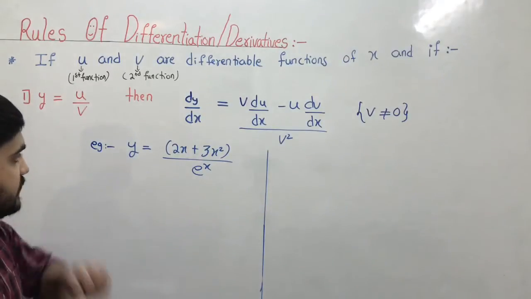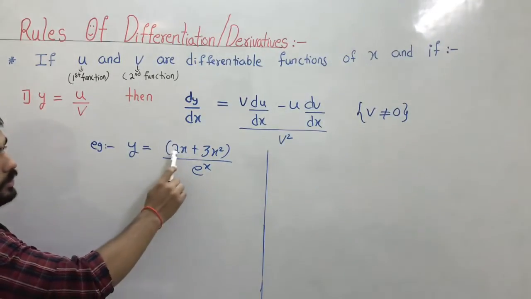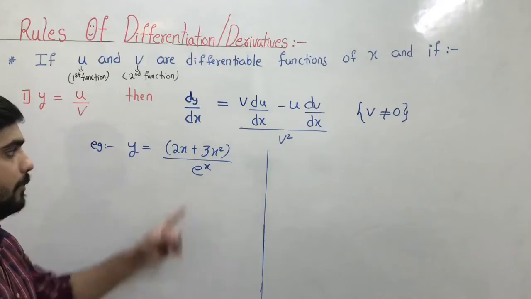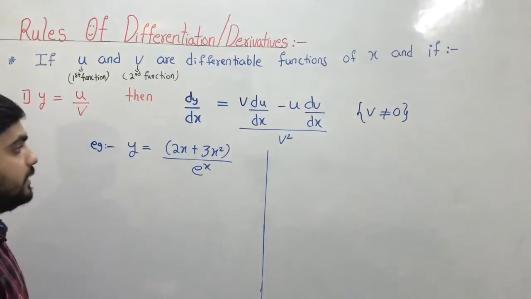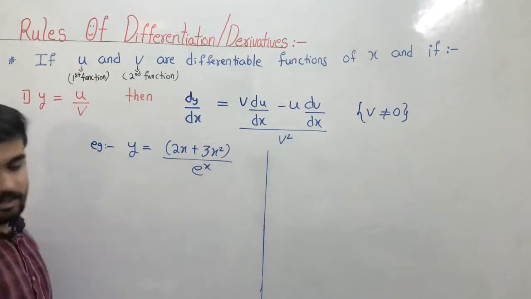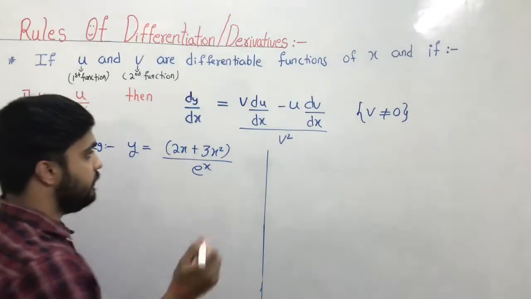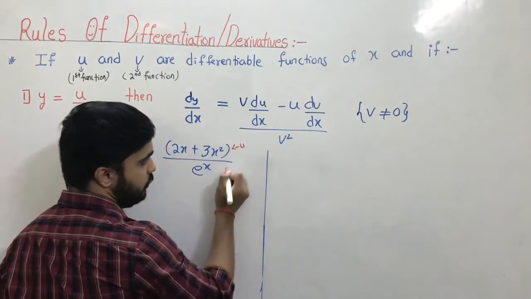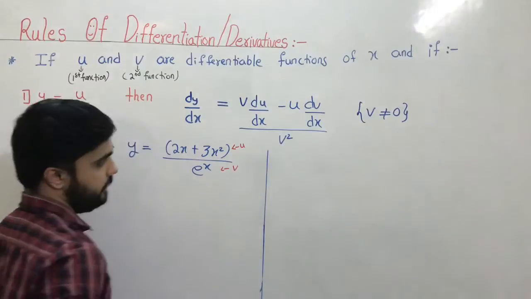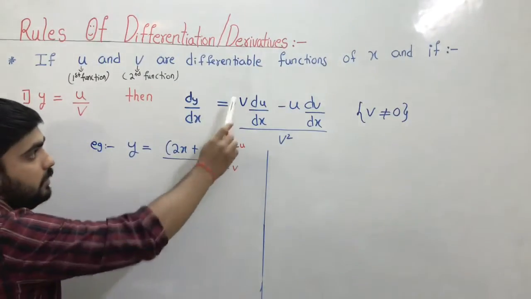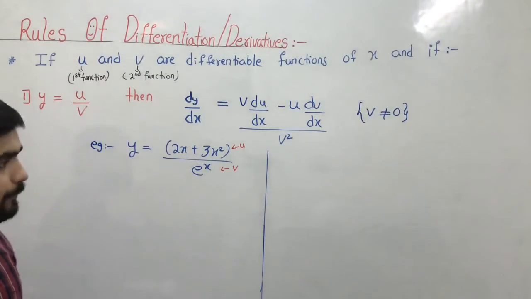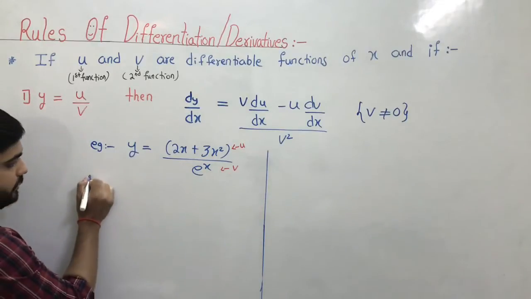So in example they have given y is equal to 2x plus 3x square upon e raised to x. So we can see that these two functions are in division. So if we'll consider this whole function as u and this function as v, then we can apply this rule to this numerical. Okay. So what we'll get?